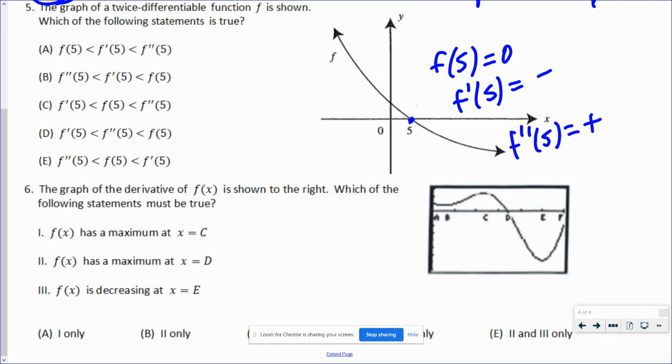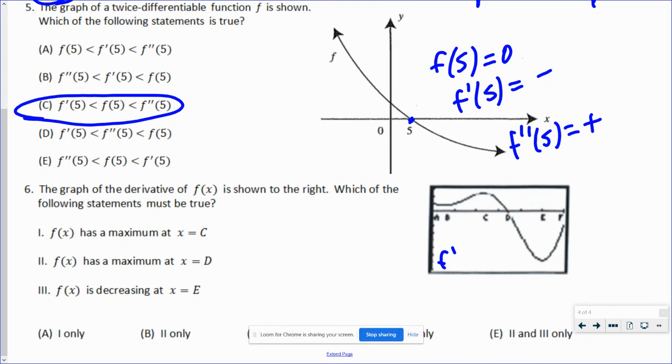Based on this information, we can list these in order, going from least to greatest. So we would start with F prime, and then F double prime, which matches up with C. All right. And then our last question, we have the graph of a derivative of F. So this is the graph of F prime again. Is shown to the right. Which of the following statements must be true?